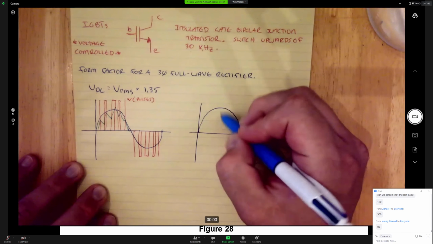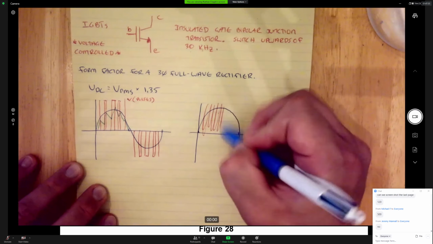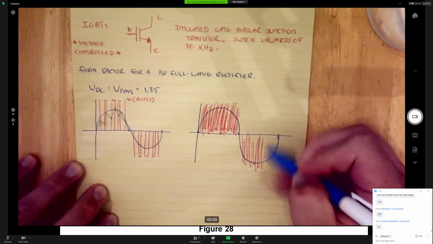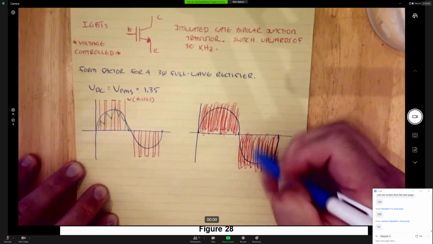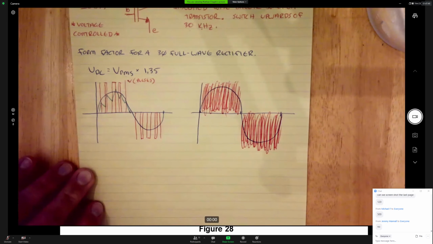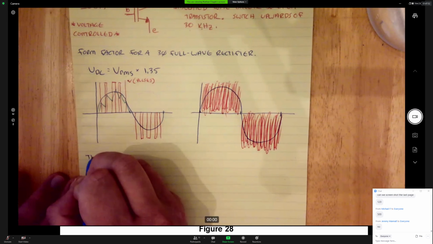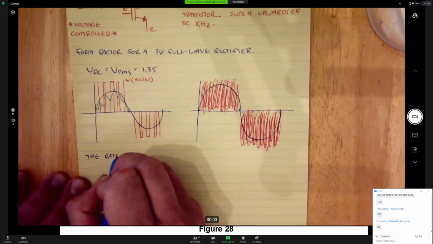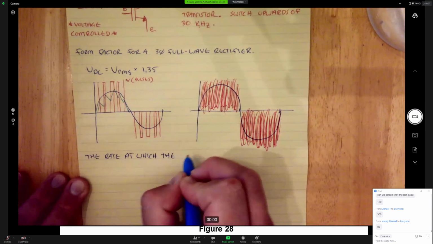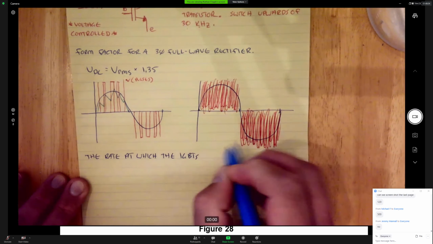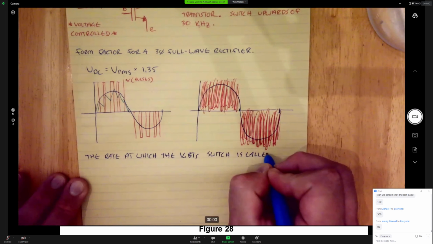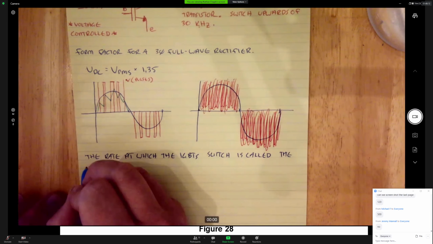You have to bear with me here. All right, we ready? This is what it looks like if you look at it on a scope. So that might seem a little ridiculous, just bear with me. The rate at which the IGBTs switch is called the switching frequency.